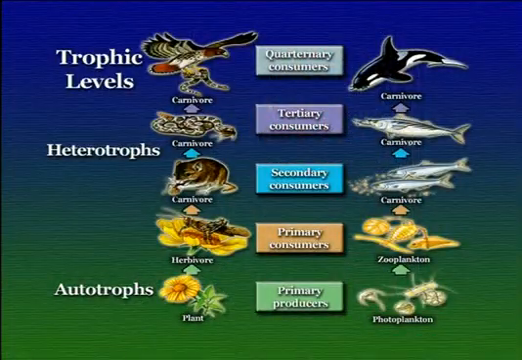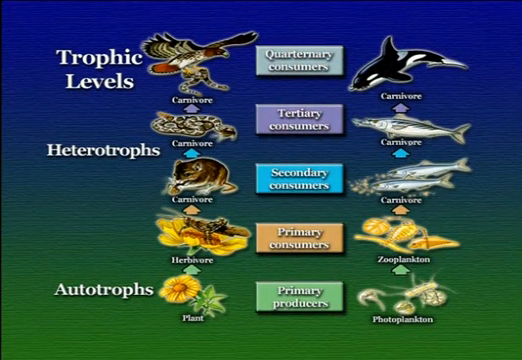Now, I just introduced a term here, food chain, and that's how we refer to these trophic levels if we think of them as being organized in a linear fashion. We have producers that are eaten by primary consumers, that are eaten by secondary consumers and tertiary consumers, and on up the ladder of the food chain.